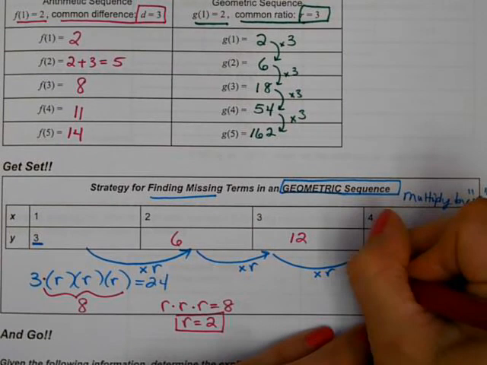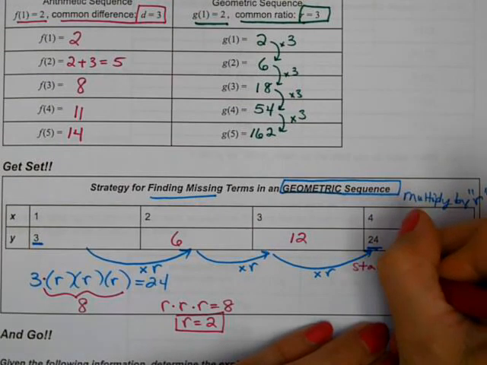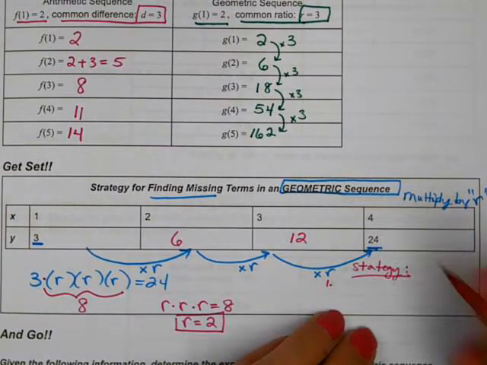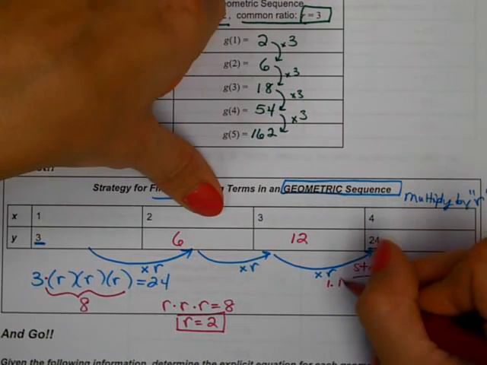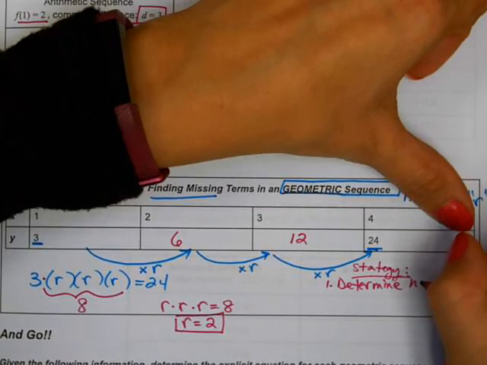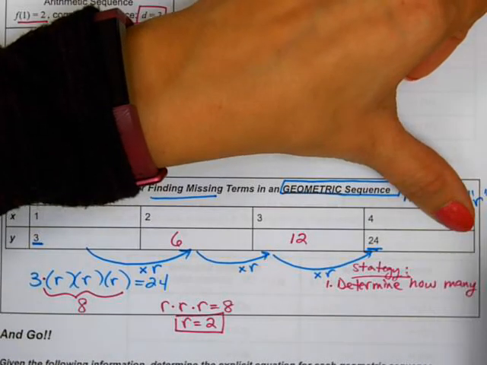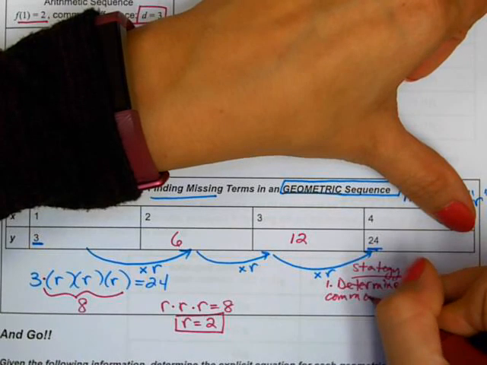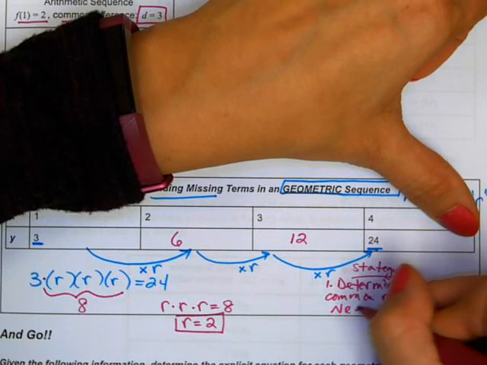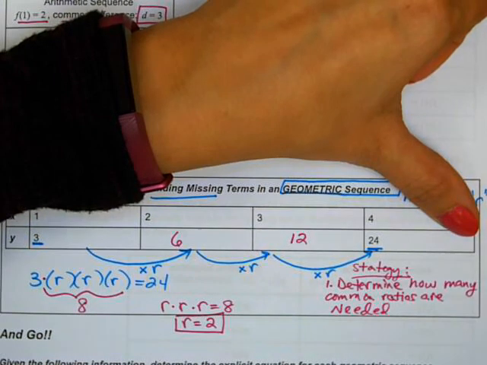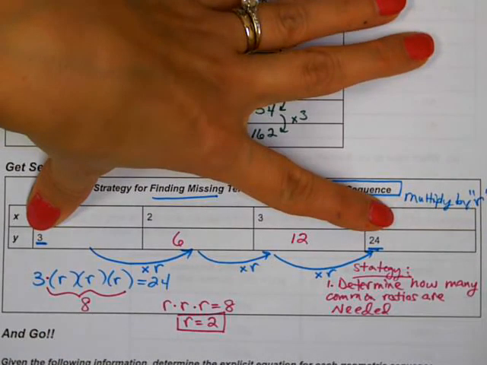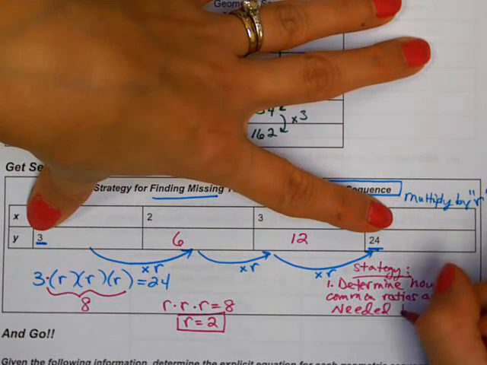So what was the strategy used here? The first thing that we did was determine. Determine means find. Determine how many common ratios are needed to get from the first term that I know to the next term that I know. How many common ratios are needed between the terms?